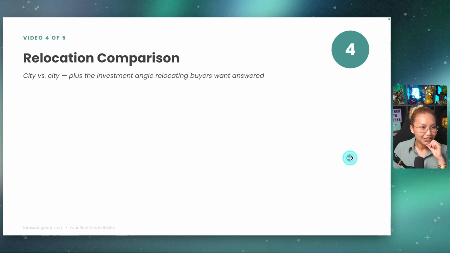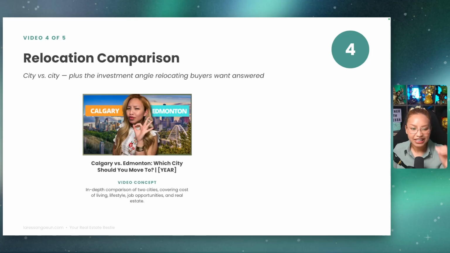Moving on to category number 4. This is going to be relocation comparisons. So in this case, it's going to be a city versus city. So Calgary versus Edmonton. Which city should you move to? So this is going to be the cities within the same province, if you will.